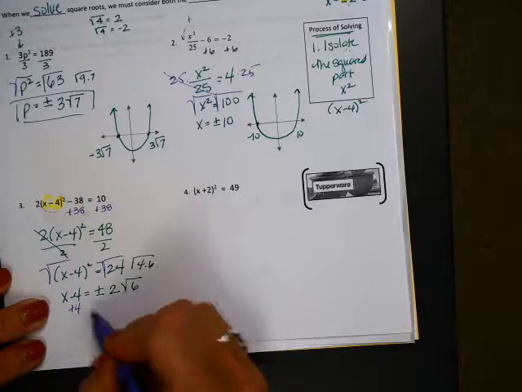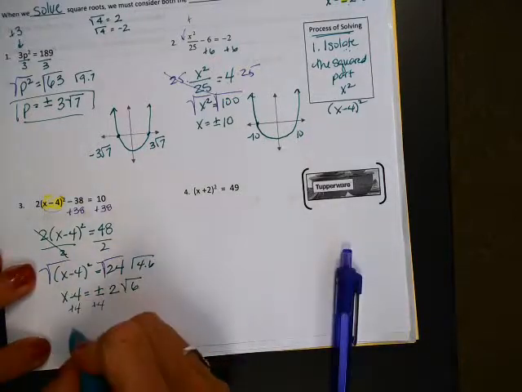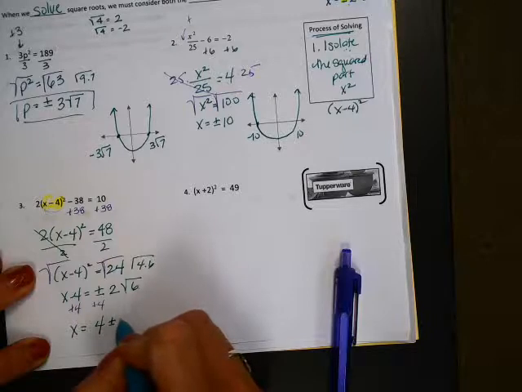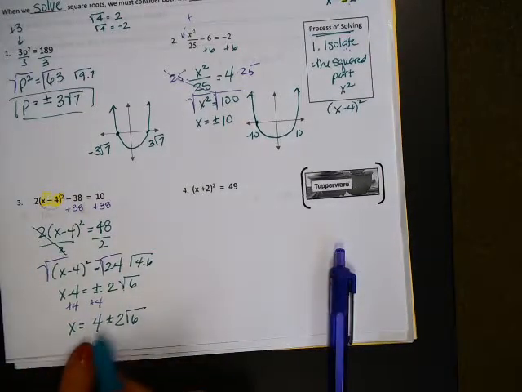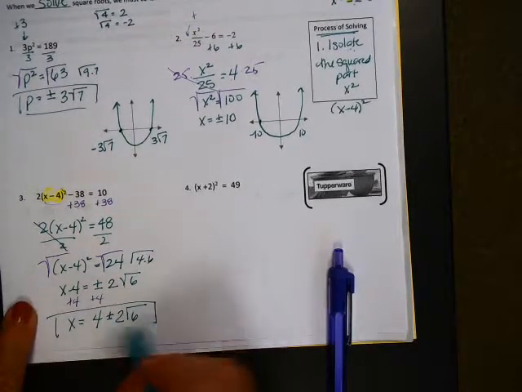No. You cannot, because this doesn't have a square root of 6. So you're going to leave your answer as x equals 4 plus or minus 2 square root of 6. Cannot combine unless these both have square roots of 6. That is your answer.